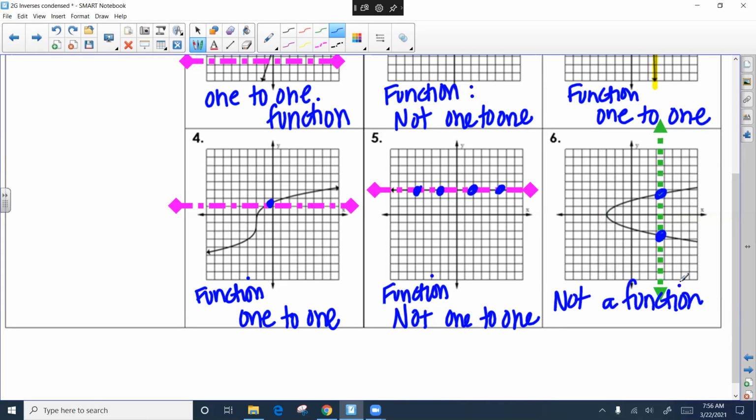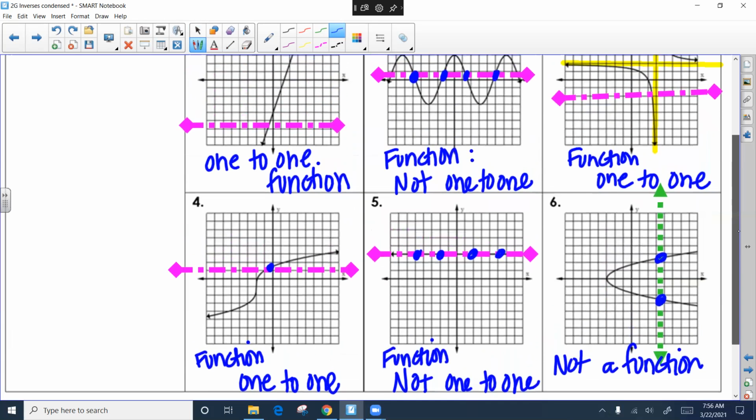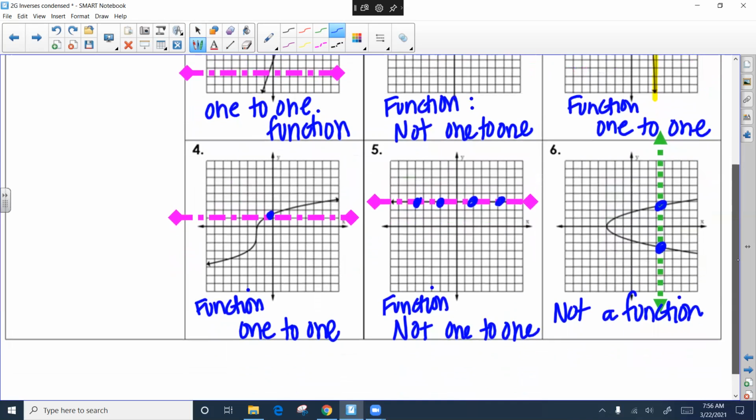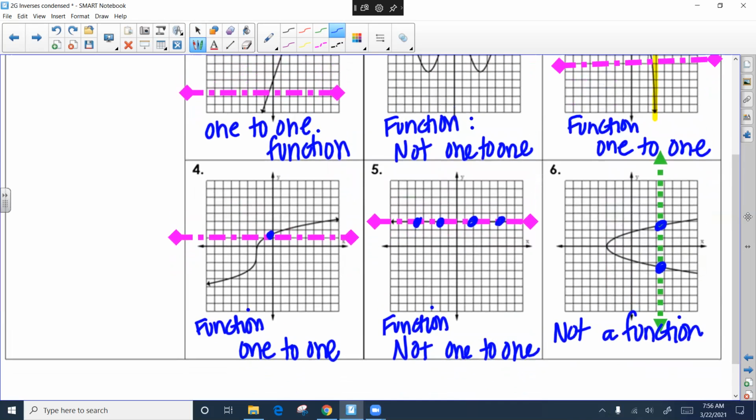If it's not a function, do you think I have to bother to check if it's one-to-one? No, because if it's not a function, obviously it can't be a one-to-one function. So I don't even have to do the horizontal line test on this one. Okay, so all the first 5 were functions, and some were one-to-one and some were not. The reason that's important is because if a function is one-to-one, it does have an inverse. If a function is not one-to-one, it does not have an inverse.